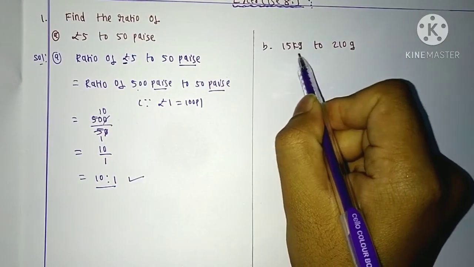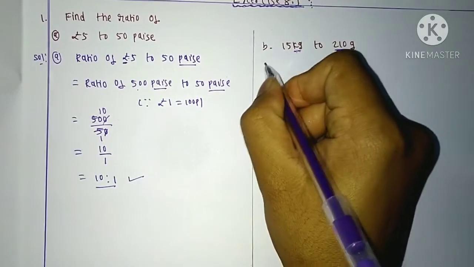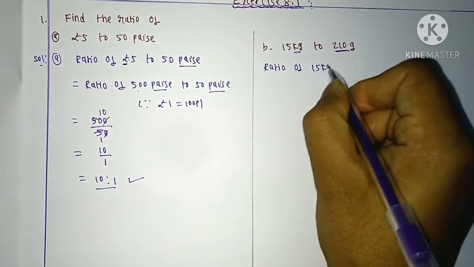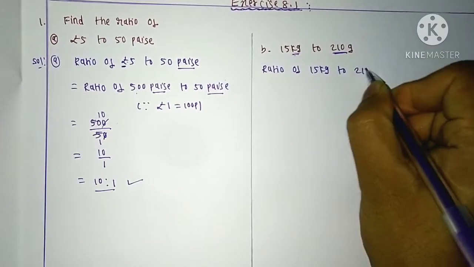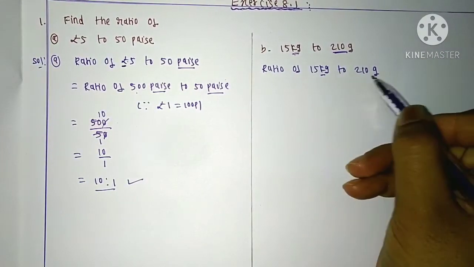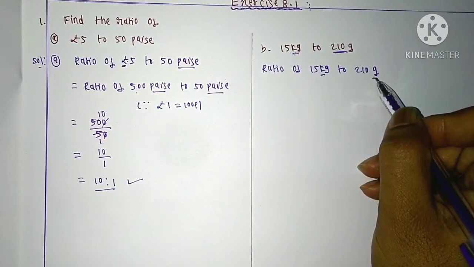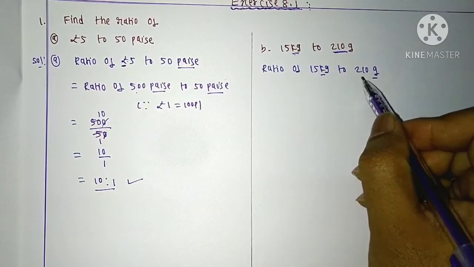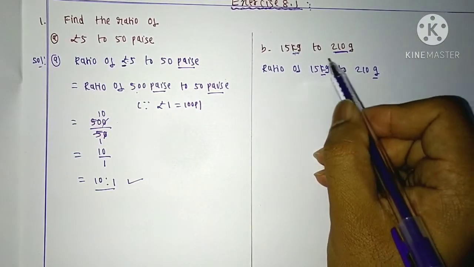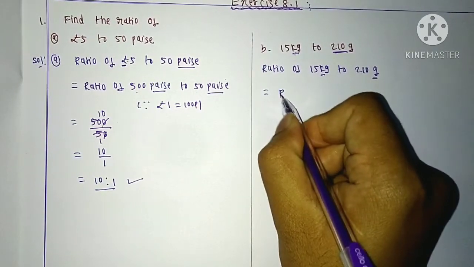Here we have to find the ratio of 15 kg to 210 grams. Check whether they have the same units or not. If you observe carefully, here the unit is kg, but here the unit is gram. So we cannot find the ratio directly. First we have to convert them into the same units. What we do is convert kg into grams, so it becomes easy to find the ratio.